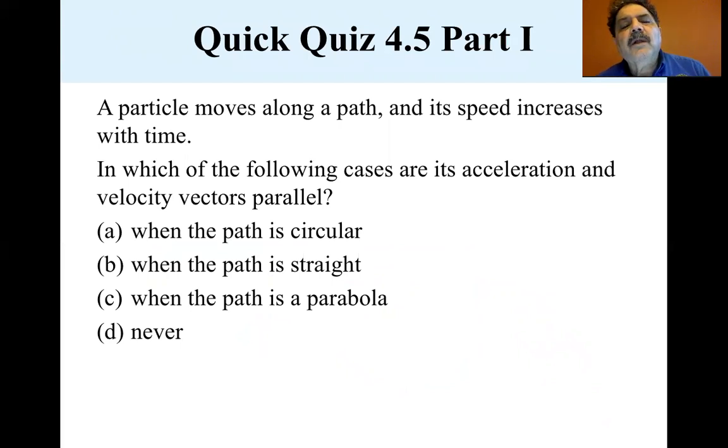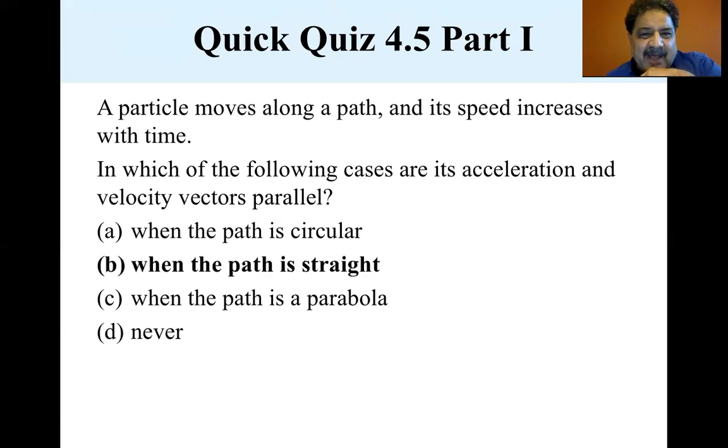Okay, a particle moves along a path and its speed increases with time. In which of the following cases are its acceleration and velocity vectors parallel? When it's in a circular path, when the path is straight, when the path is a parabola, or never? What do you think? Well, it has to be straight. In other words, if the acceleration is parallel to the velocity, there's no direction component to the acceleration. It has to be in a straight line path.